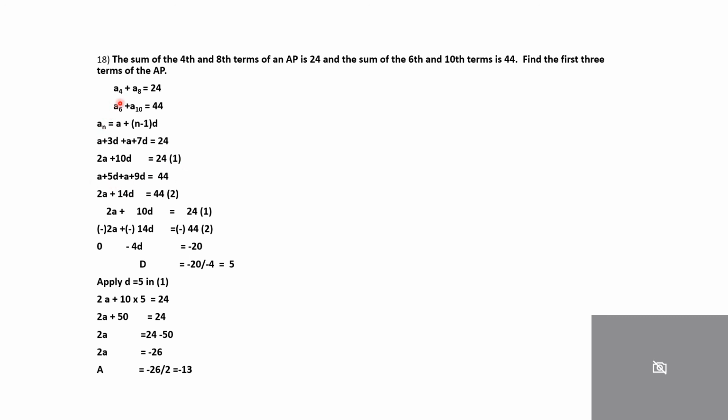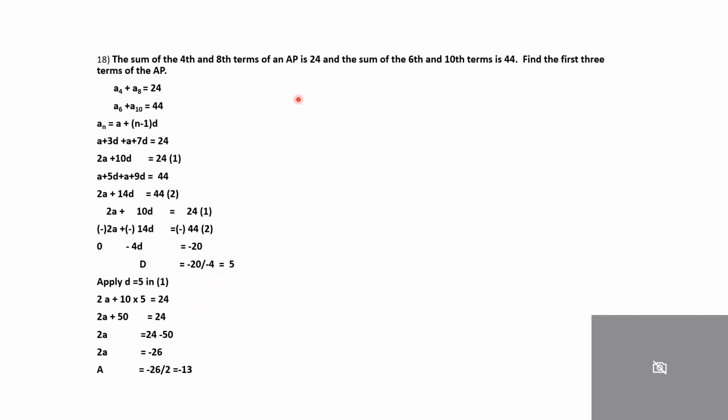Then A6 plus A10, the 6th term plus the 10th term, equal to 44. A6 can be written as A plus 5D, A10 can be written as A plus 9D, equal to 44. So 2A plus 14D equal to 44. When you solve, you will get the values for A and D. A equal to minus 13, D equal to 5.